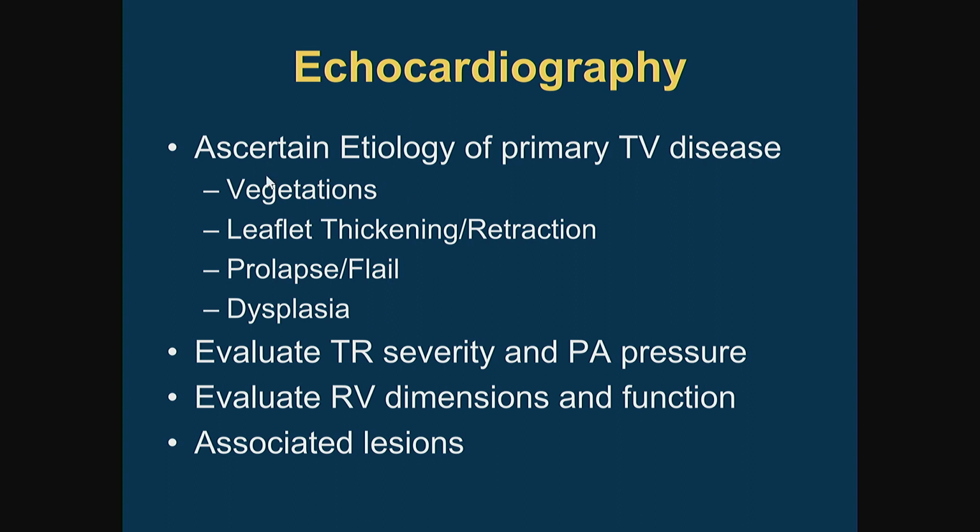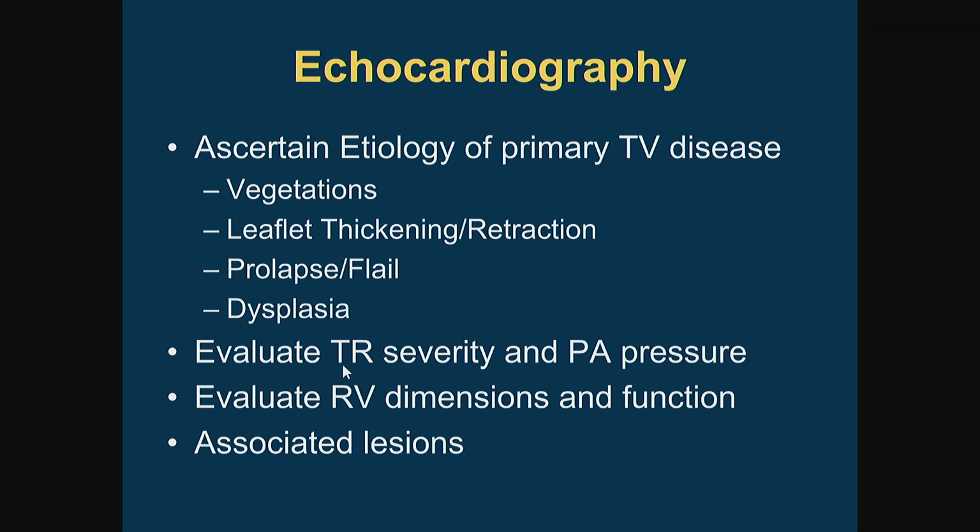With regard to etiology, things to look out for are evidence of vegetations, evidence of leaflet pathology, including leaflet thickening or retraction that might suggest primary disease of the leaflets, evidence of tricuspid leaflet prolapse or flail, and patients with tricuspid valve distortion or dysplasia that may suggest the presence of congenital disease. It is also important to look for associated congenital anomalies that might be present in patients with more expansive cardiac syndromes that involve the tricuspid valve.